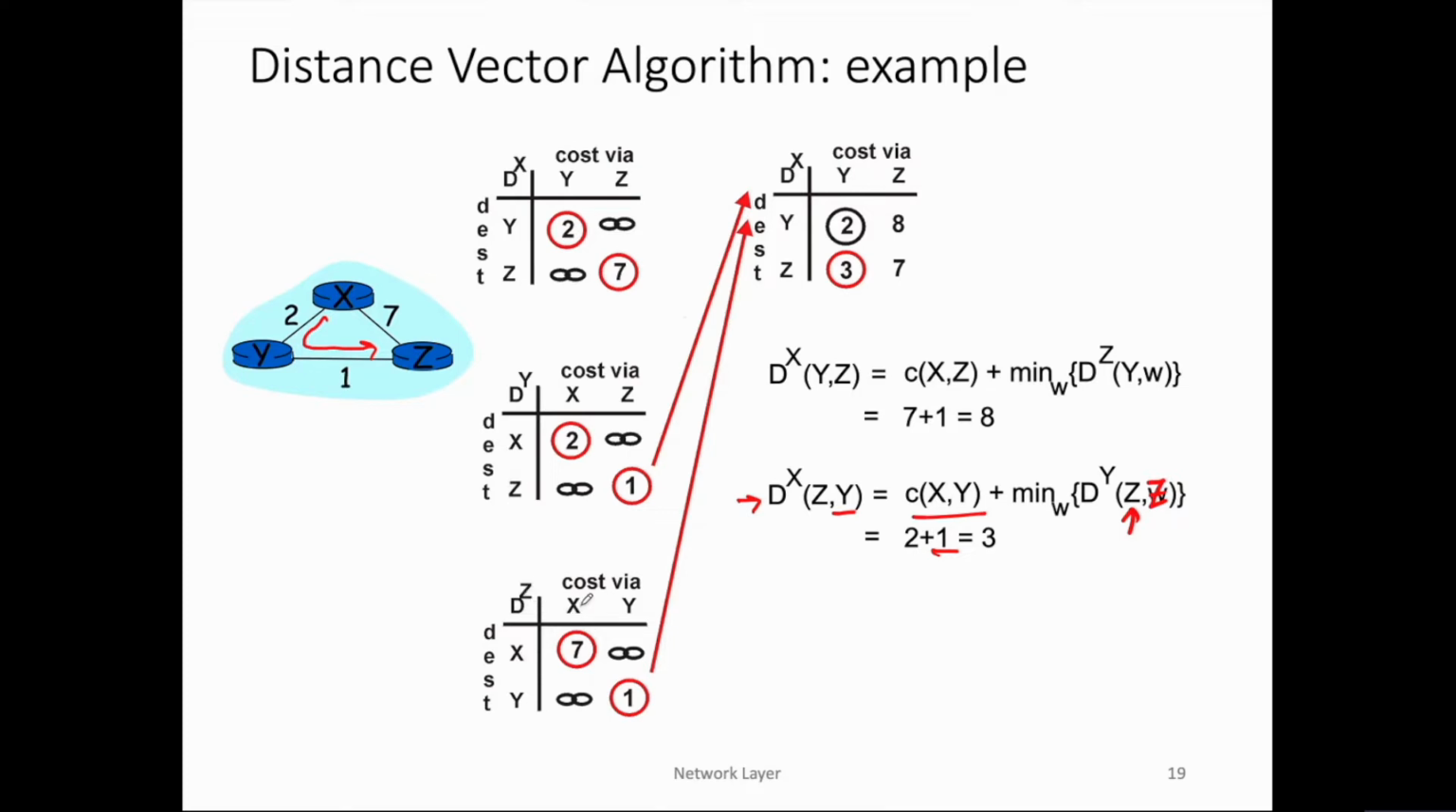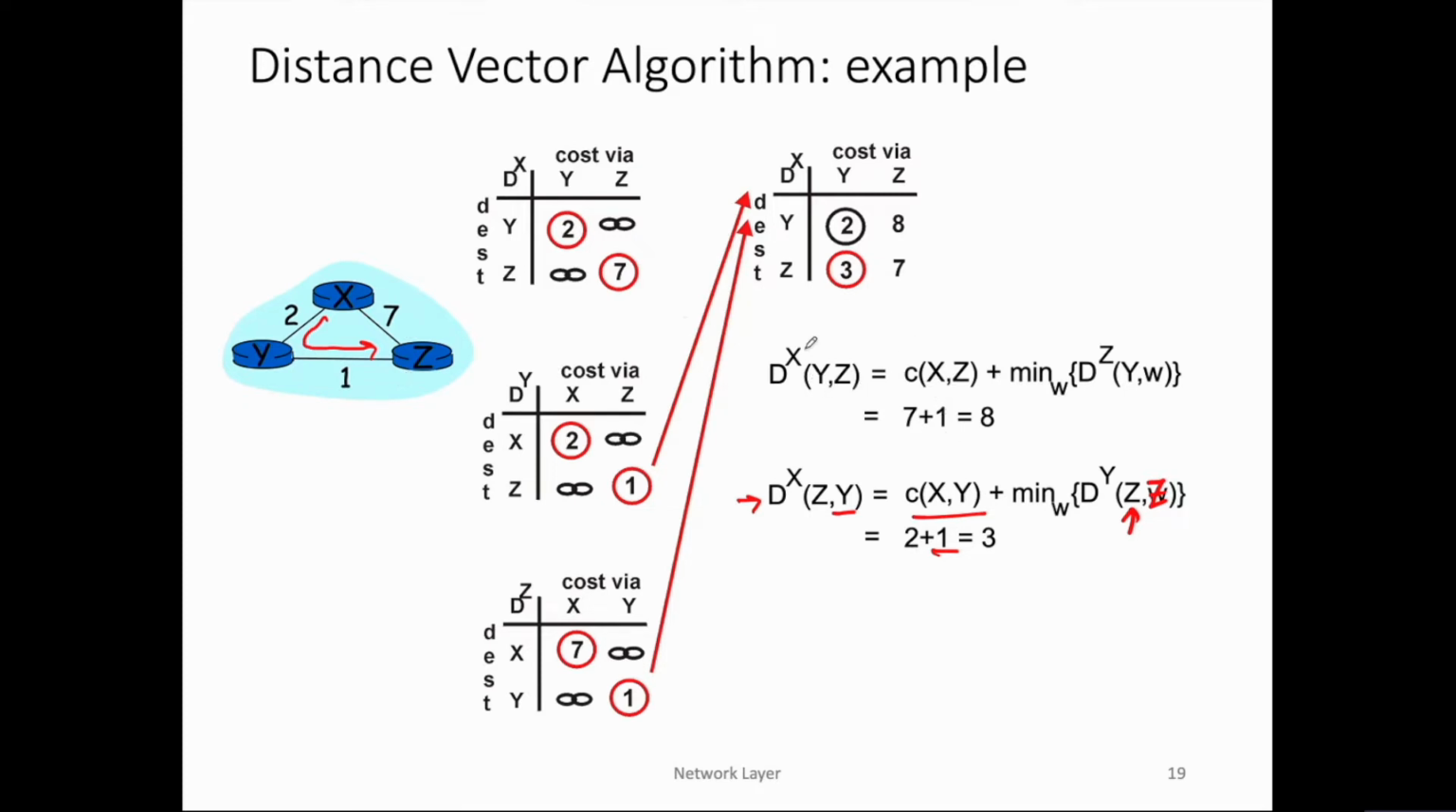Obviously, X won't be interested because Z is the direct neighbor of X. But look at this second information here. The cost to reach from Z to Y via Y, right? So it sends this information to X. Look, if you want to reach from me to Y, the cost is 1. And what X does is, it says, okay, fine. What's the cost to reach to my neighbor Z? 7. So 7 plus 1 is 8.